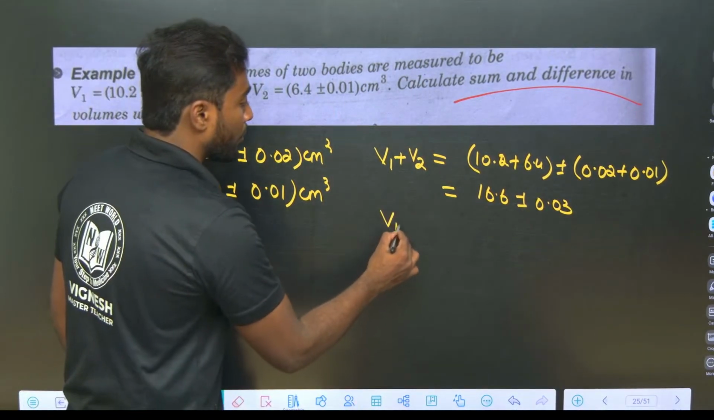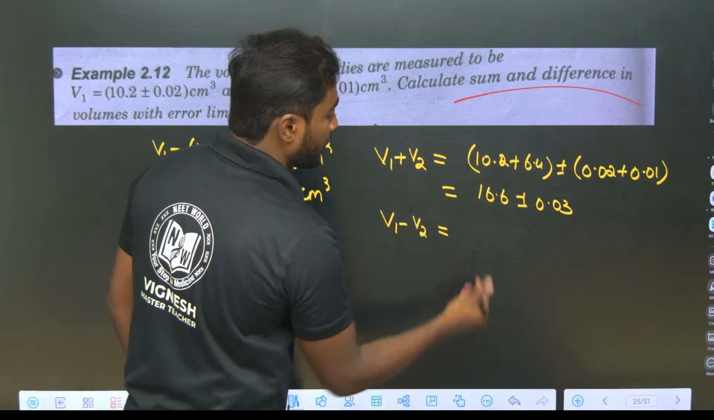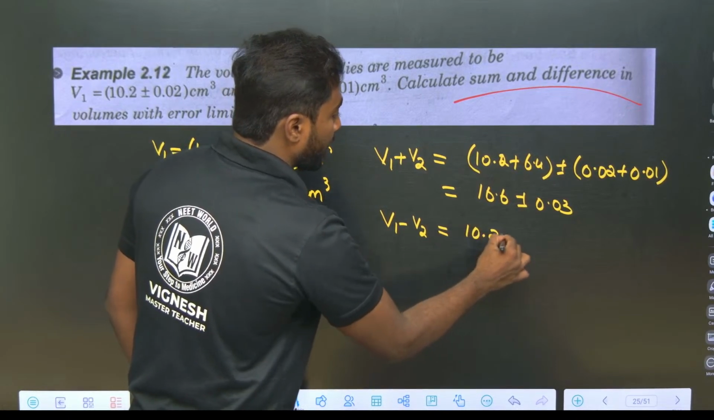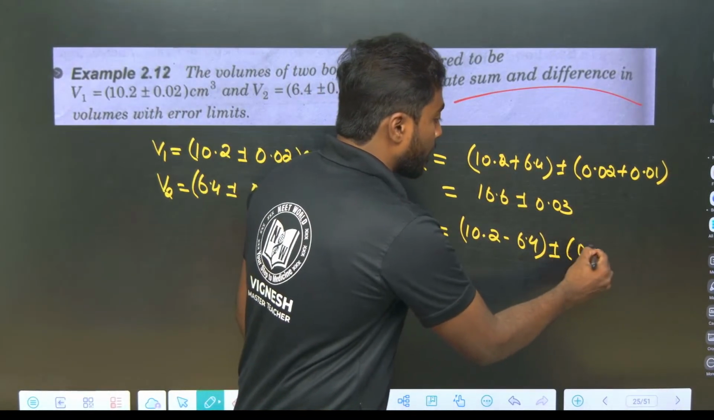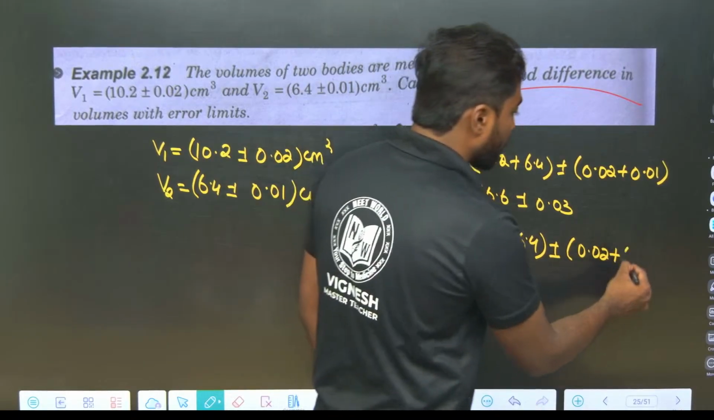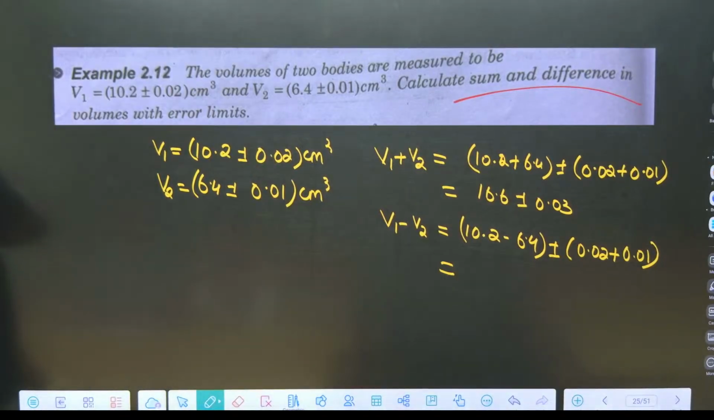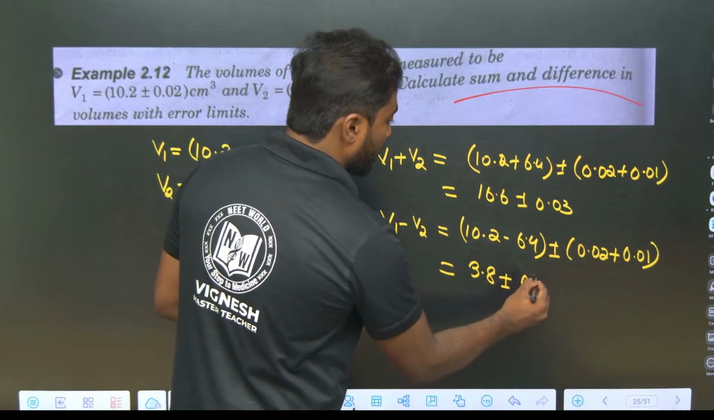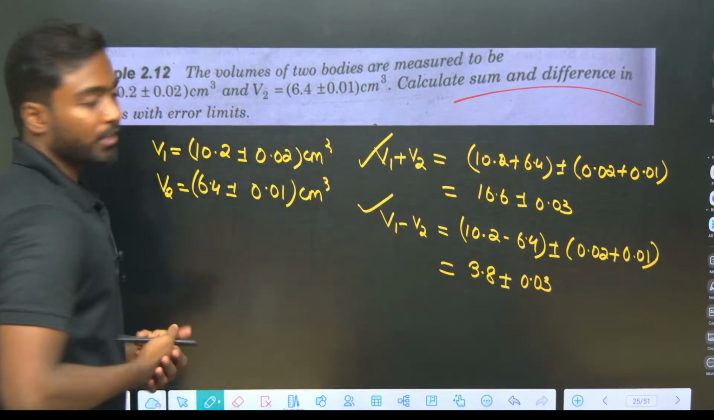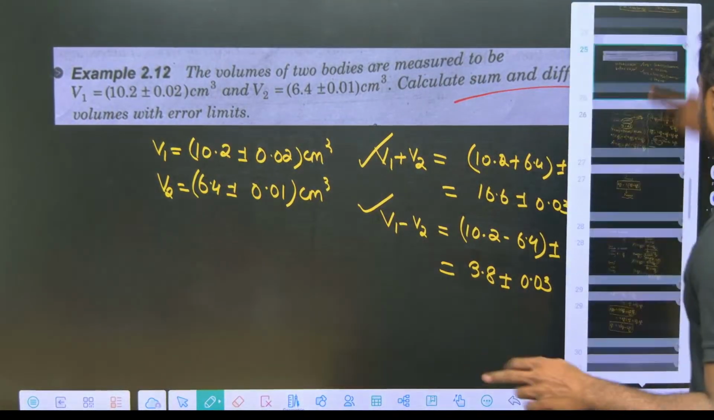For subtraction, V1 minus V2 should be equal to 10.2 minus 6.4, plus or minus 0.02 plus 0.01. So what is the answer for this one? 3.8 plus or minus 0.03. Done. So V1 and V2 we got it, right? That's it. Can we go for the next sum?